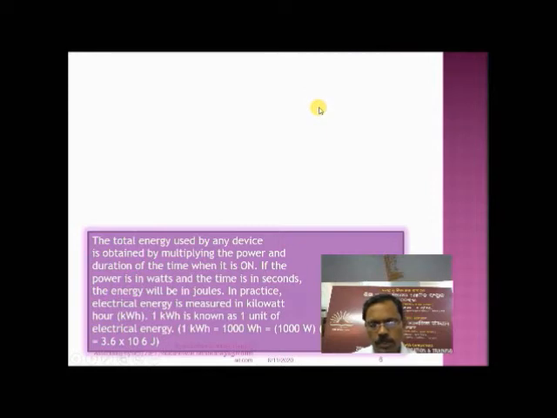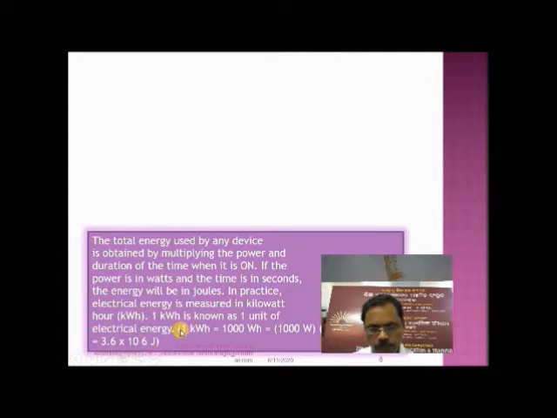So the total energy used by the device is obtained by multiplying the power and the duration of time for which it is on. If the power is in watt and the time is in second, the energy will be in joule. The unit of the energy is joule. In practice, electrical energy is measured in kilowatt hour. So 1 kilowatt hour is 1 unit. 1 kilowatt hour is known as 1 unit of electricity.